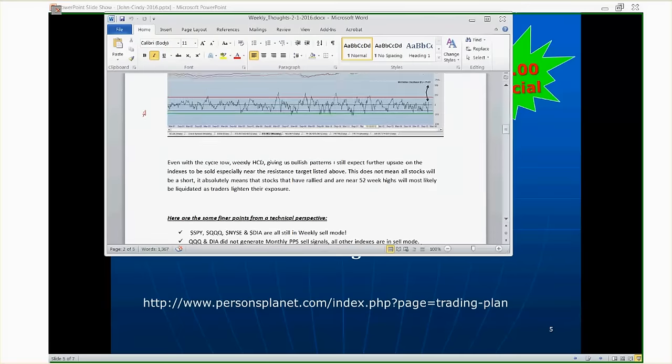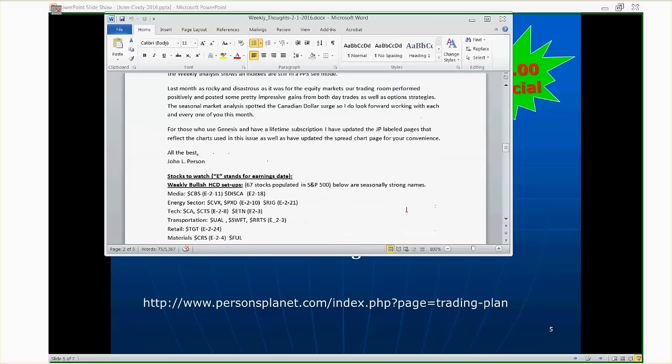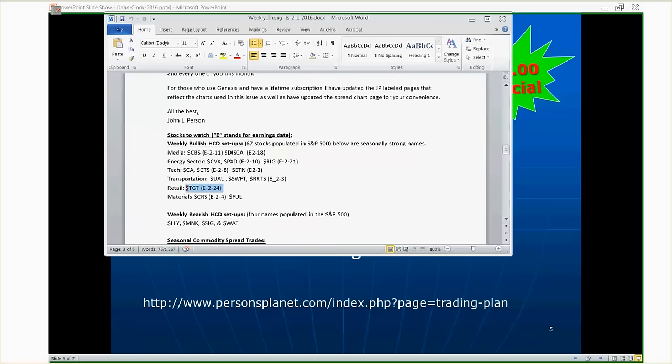Which is also important, something I wanted to touch on with you guys with that thinkorswim script. But needless to say, lots to cover here, some finer points. Here's what we're talking about on the marketplace. This is one that we were looking at: media, energy sector, technology, and here are the transportation stocks.